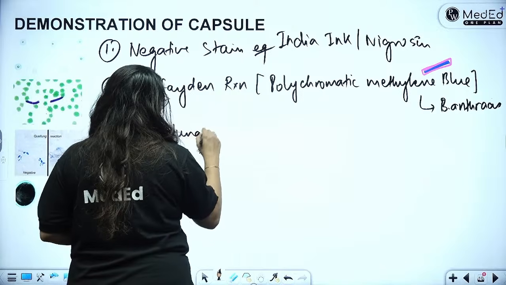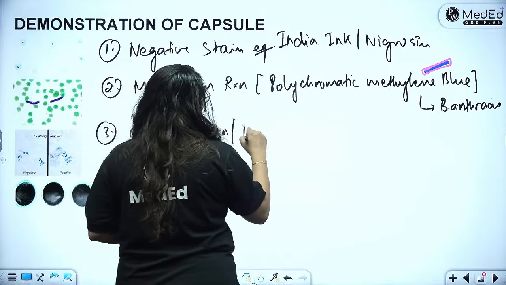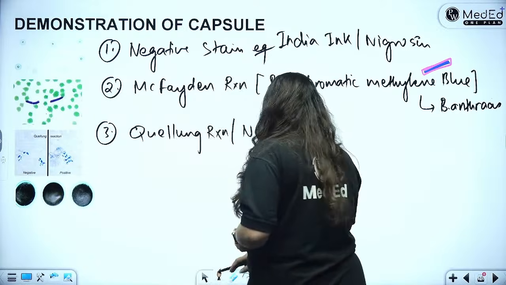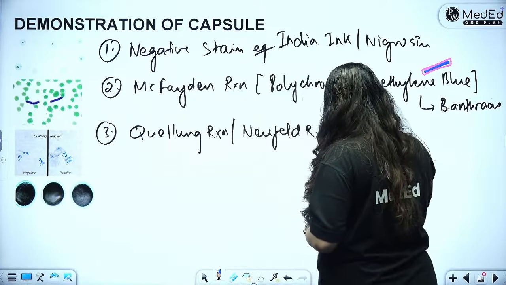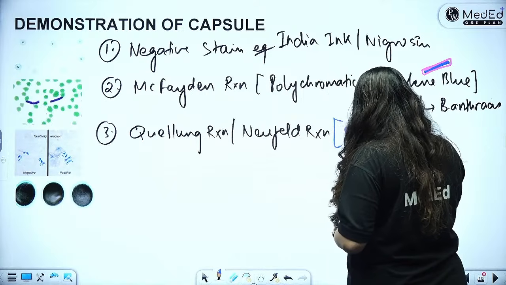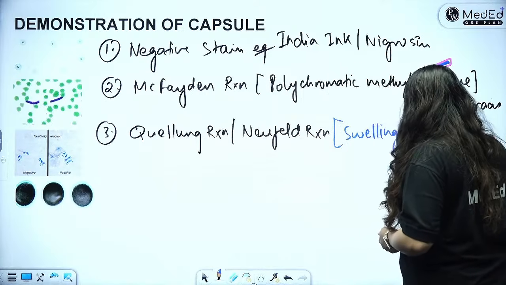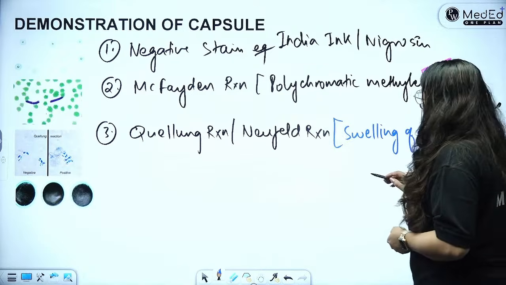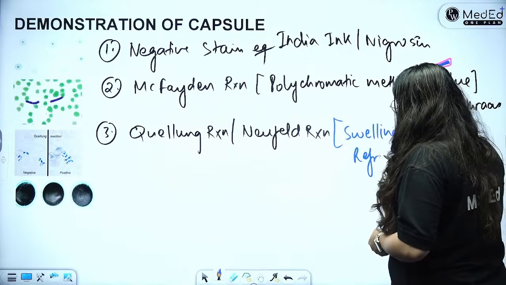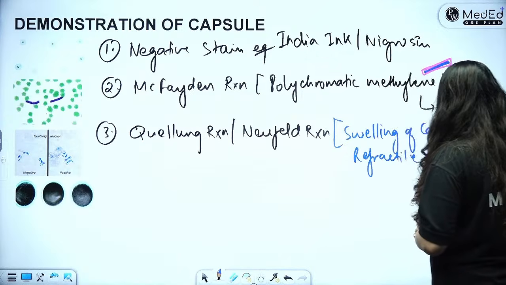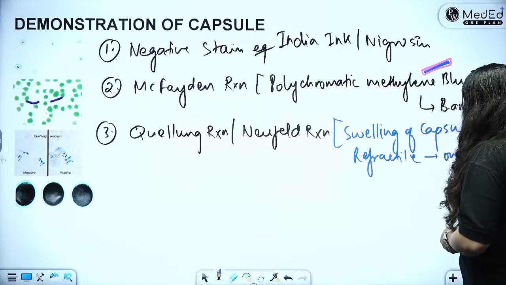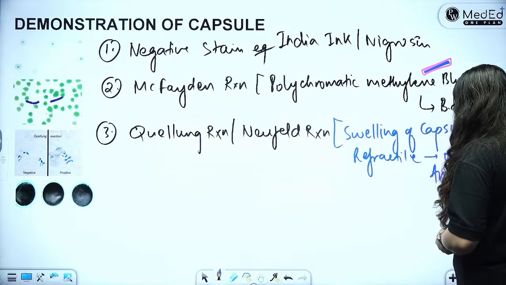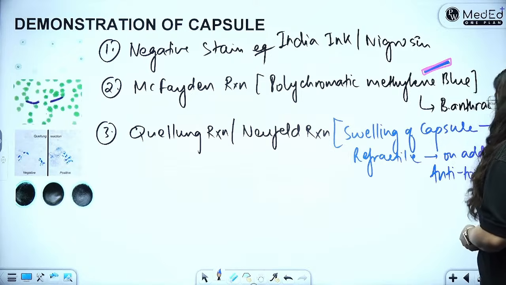Then the third thing that you can do is the Quellung or the swelling reaction, also called the Neufeld reaction. What happens in the Quellung reaction? There is a swelling of the capsule in the presence of specific antiserum. So, the capsule swells up when I put specific antiserum on top of it. The capsule swells and also becomes refractile on adding anticapsular or specific antiserum to that solution.